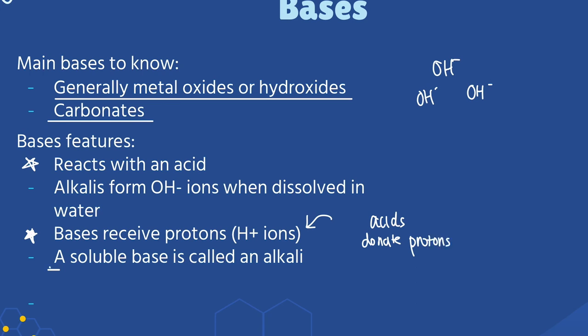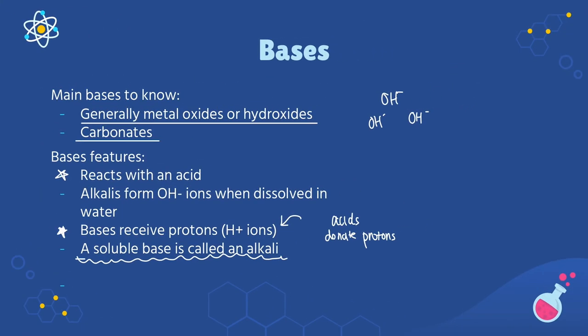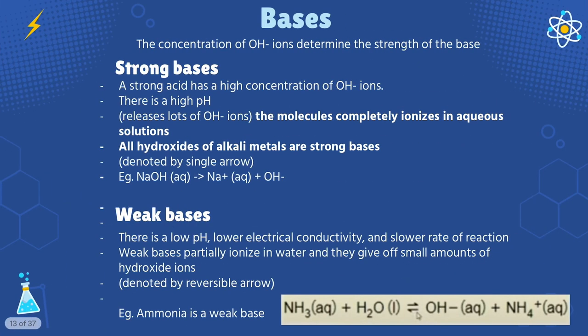A soluble base is called an alkali. That's the main difference between a base and an alkali, as you can see here. Moving on, bases. Just like acids, bases also have strong bases and weak bases. The concentration of OH- ions determines the strength of a base.